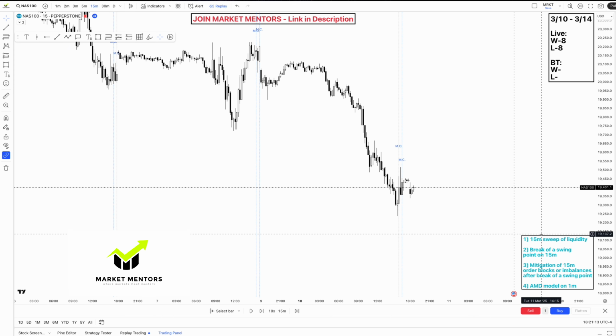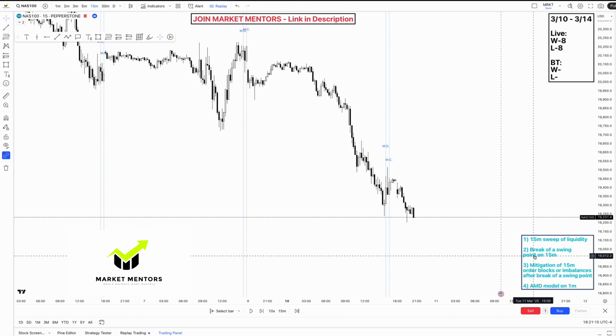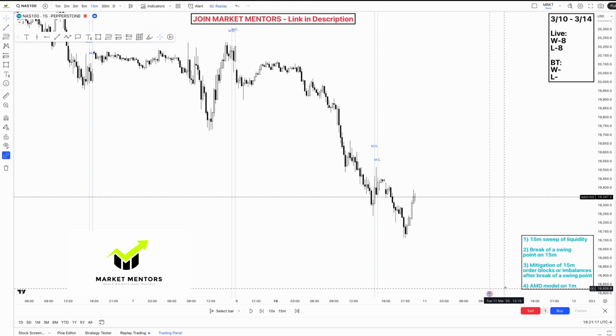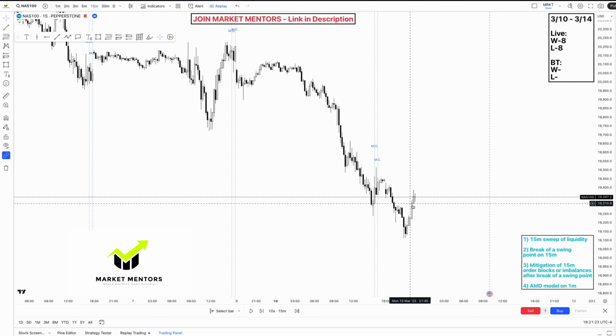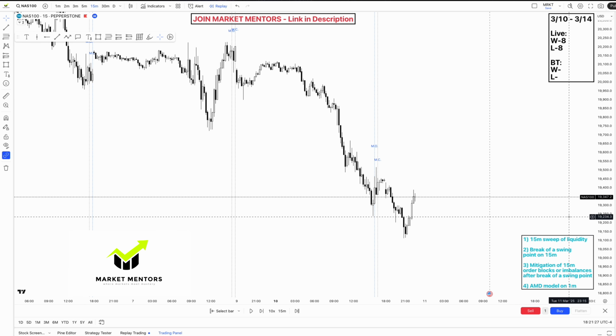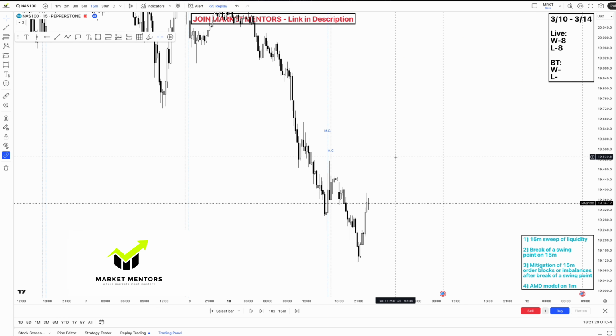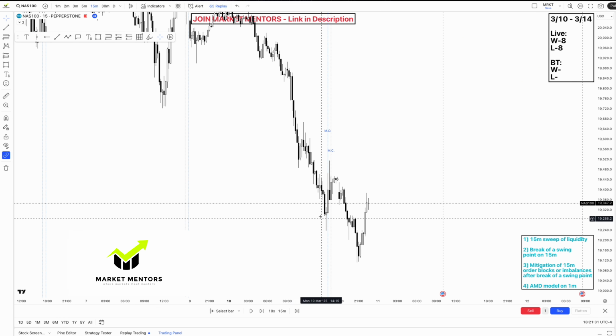This 15-minute sweep of liquidity, looking for a break of a swing point. Then you want to see a mitigation of either the 15-minute order block that I left behind or the imbalance left behind after it breaks that swing point. Then I'm looking for the AMD model on the 1 minute, and I'll go into depth with that a little bit when I get to that, when I mark the actual trade.